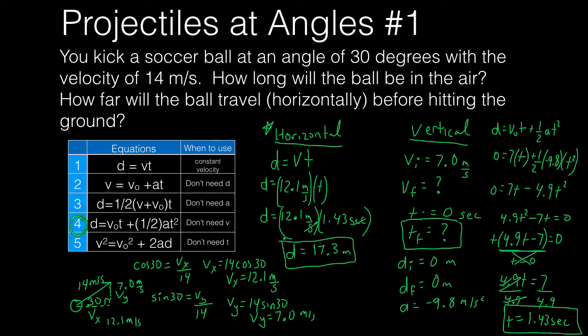So it's pretty cool. We can figure out a lot about projectiles. We can figure out how long they're in the air, and how far they're going to travel horizontally, which is also called its range. So this is also known as the range of the projectile. We can do a lot of cool things with these physics equations.